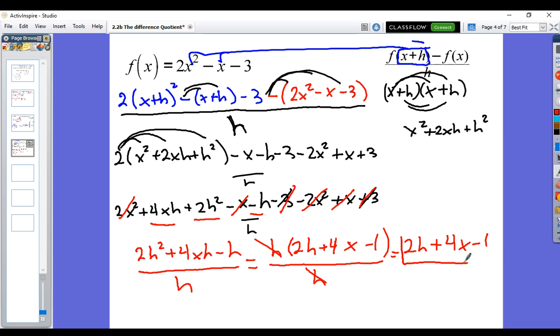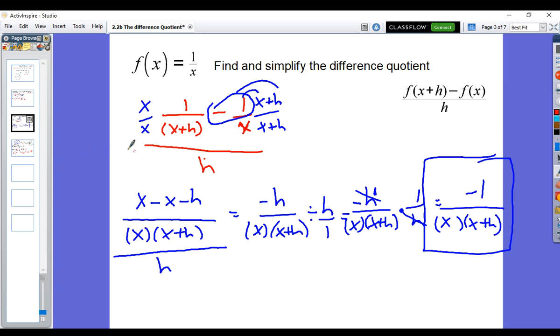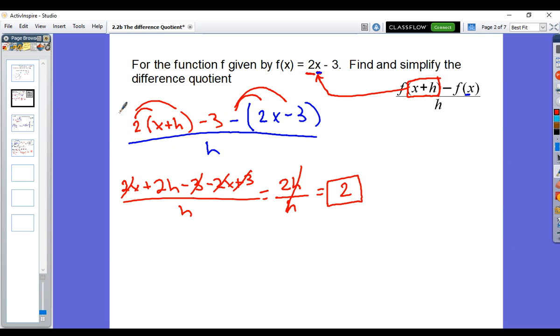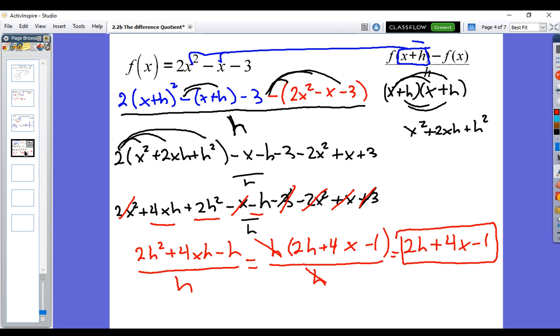And that's our final answer, y'all. So on every single one of these problems, the h's cross out. The h's cross out there, the h's cross out here, and then the h's cross out here. So as you go through the homework, at the very end, eventually your h should cancel out. And if it doesn't, we probably did some math wrong somewhere along the line.